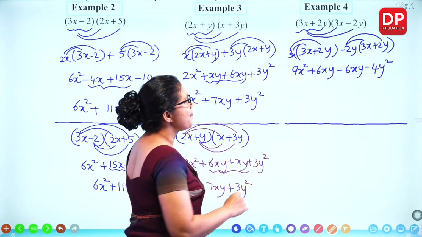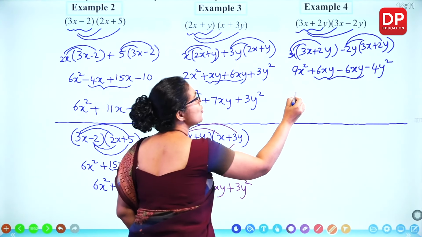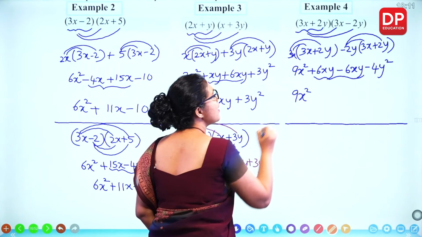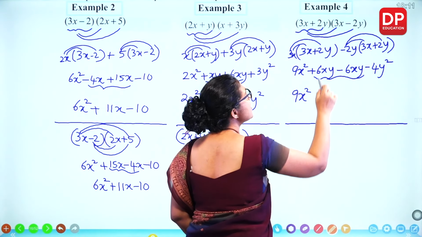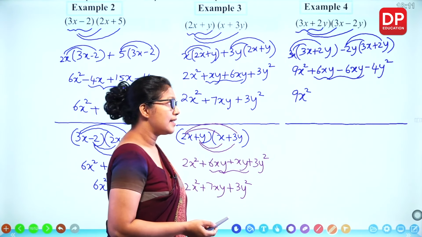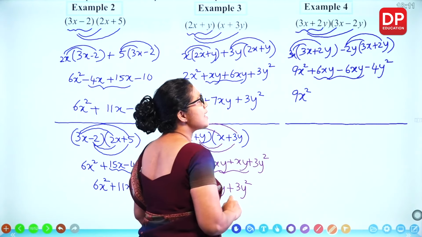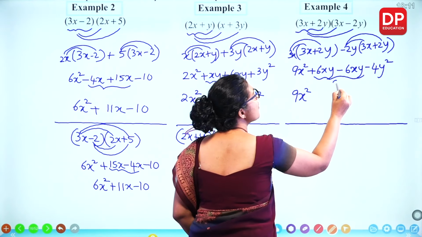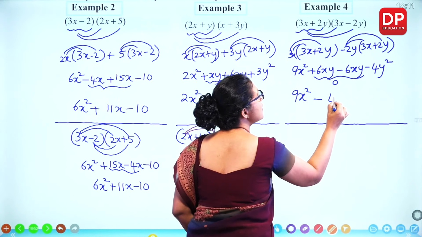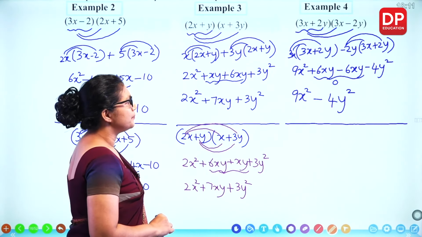Can you simplify? Yes, you can simplify these two. So you will get 9x squared, 6xy minus 6xy. So what happens here? It gets cancelled out. One is positive and the other one is negative. So this is 0. So you will end up with this answer. So you get minus 4y squared.